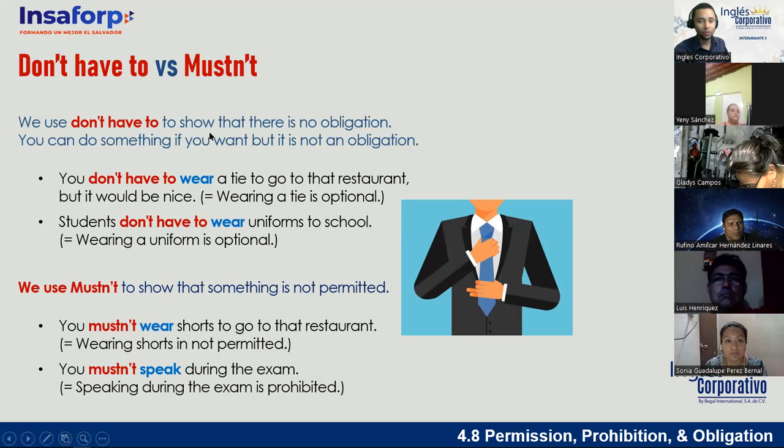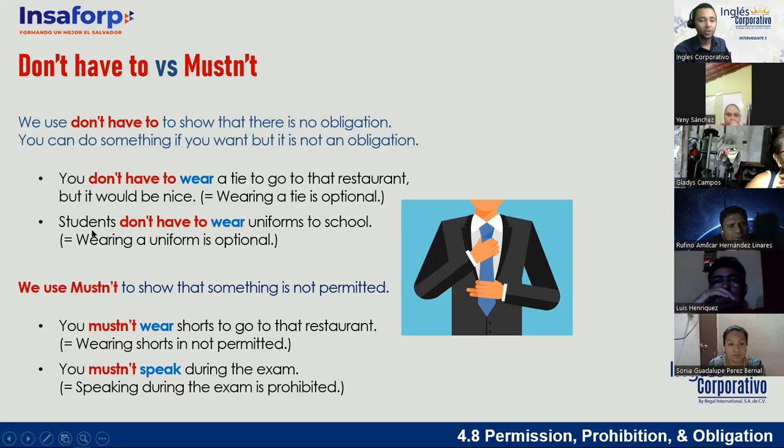We use don't have to to show that there is no obligation to do something. That's the rule. There is no obligation to do something, okay? You don't have to wear a tie to go to that restaurant, but it will be nice. That means wearing a tie is optional. If you want to wear the tie, good. If you don't want to wear the tie, that's also good. No problem, okay? It's your decision, it's up to you.